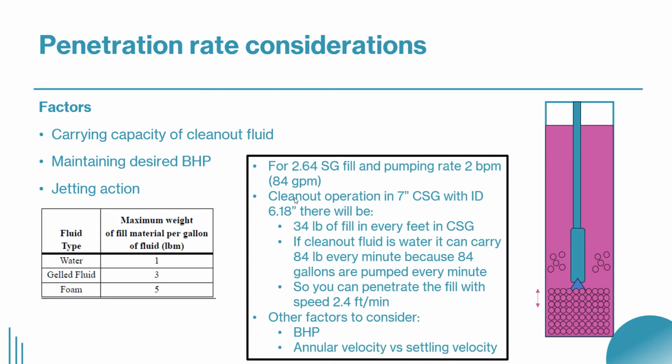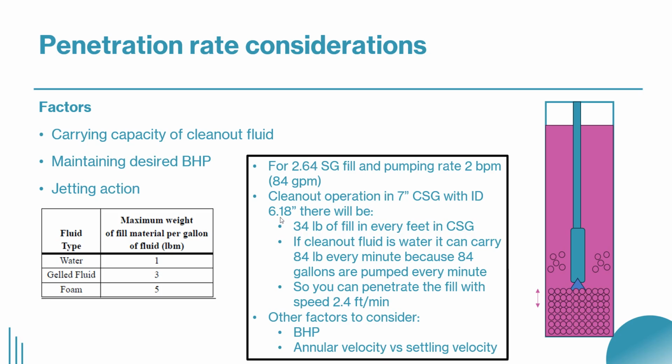Let's see this example. If you have fill with specific gravity 2.64, and you are pumping at a rate of 2 barrels per minute, which is equivalent to 84 gallons per minute, and you are conducting a clean out operation in 7-inch casing with this ID, in this case there will be 34 pounds of fill in every foot of casing.